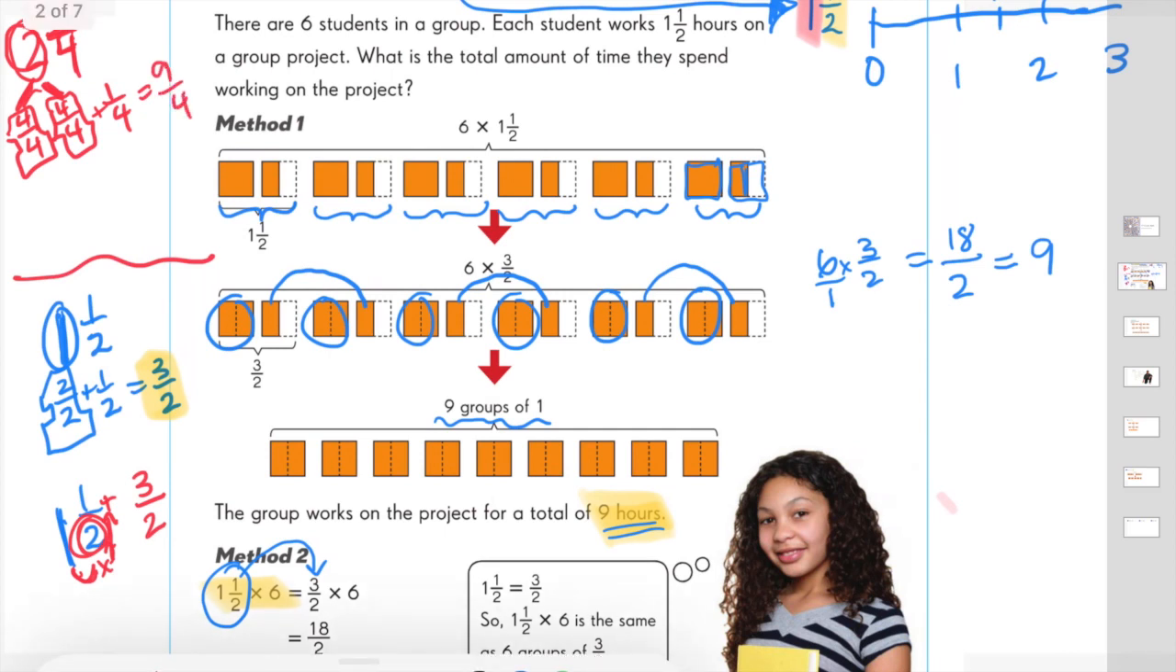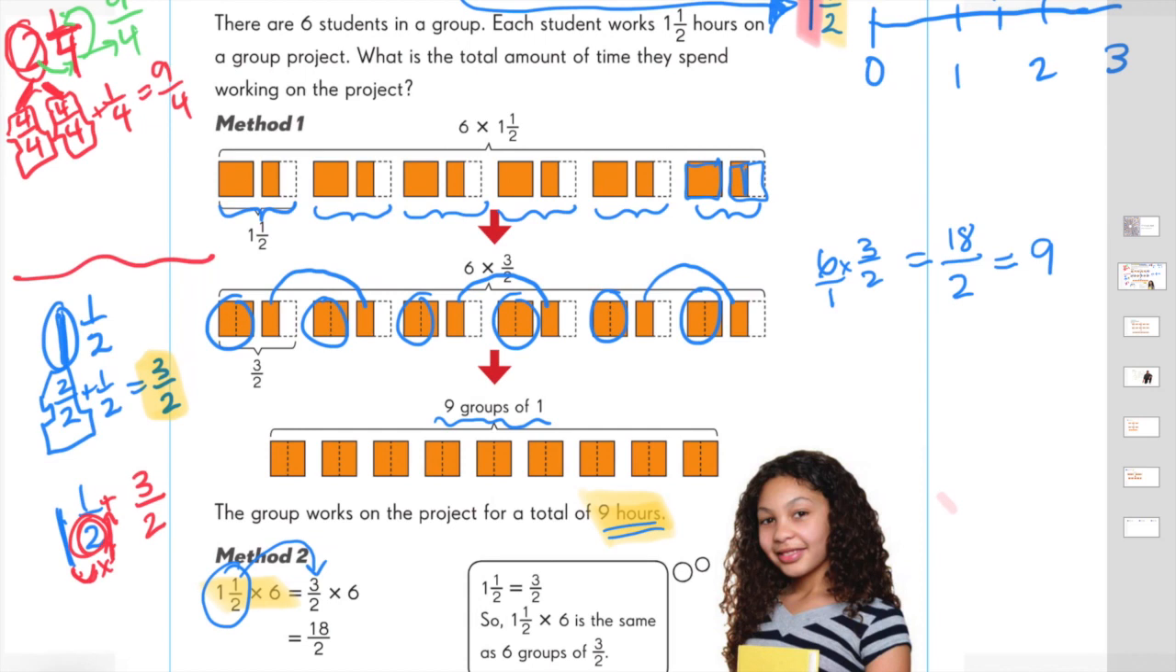Now the other way you could think about it is by multiplying the whole number times the denominator. We get 8, plus 1 is 9. So that's our numerator. And the denominator is 4, so 9/4.